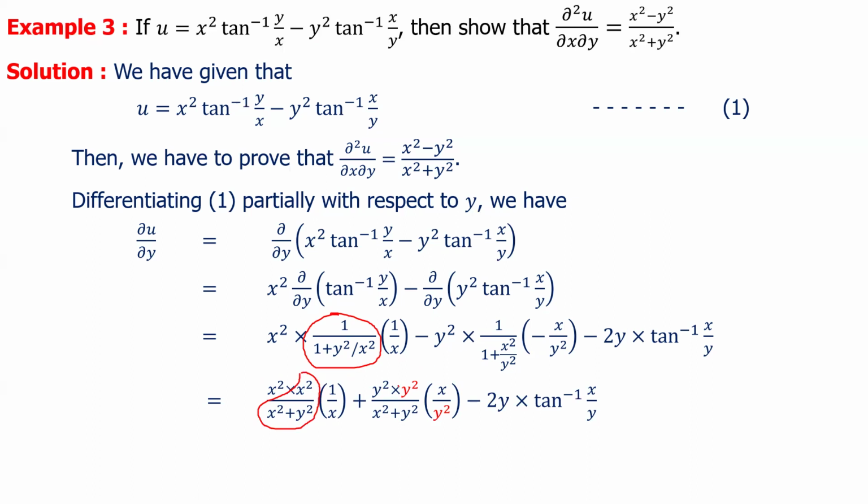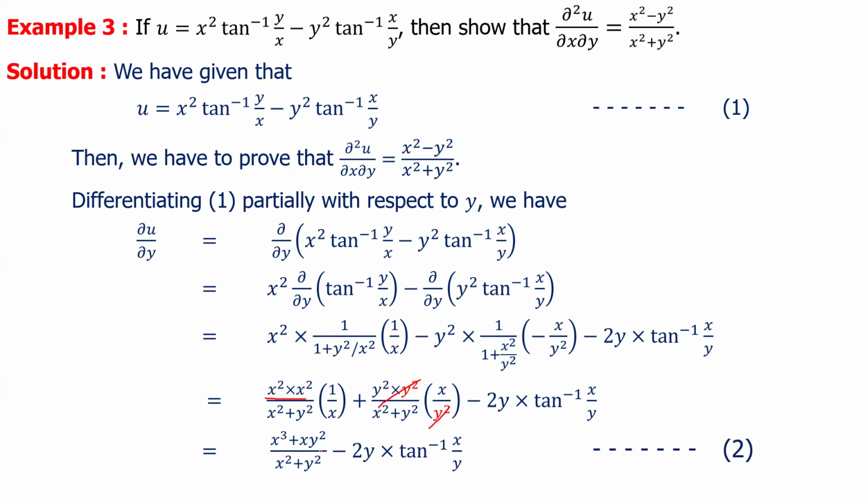In the same manner, here this is y square, and this can be written as y square plus x square upon y square. This y square goes to the numerator, so we can write y square over here minus x upon y square. So this y square and y square will cancel, and this 1 by x and this x will cancel. And the last one is 2y into tan inverse of x by y. So let us again simplify it. It is nothing but x cube plus x y square, whole divided by x square plus y square, minus 2y tan inverse of x by y. So let us give it equation number 2.